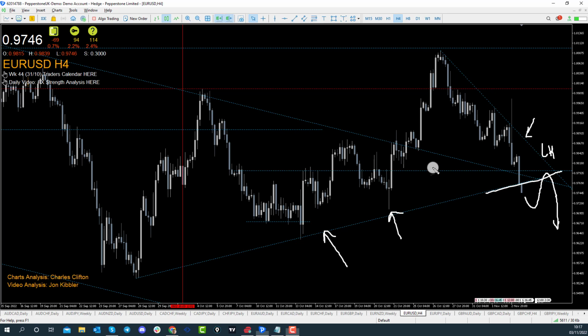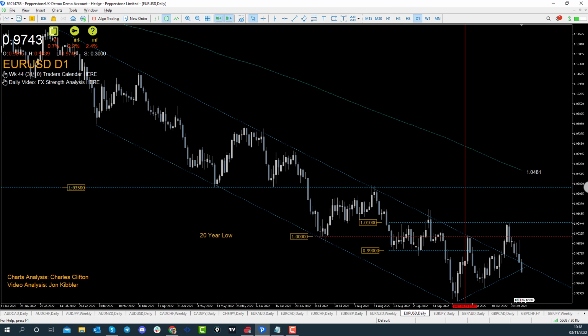We also then have horizontal resistance, which is this area through here at the 0.9800 handle. And also you've got the previous low rolling through that area. So really speaking, the 0.9800 area is an area where price may find resistance again for continued moves to the downside here on Euro Dollar. So what other charts can we look at?